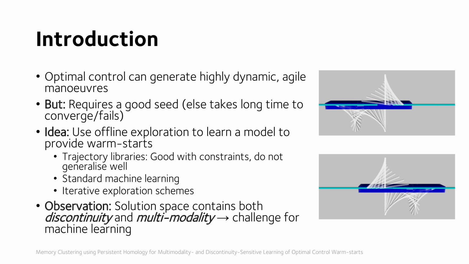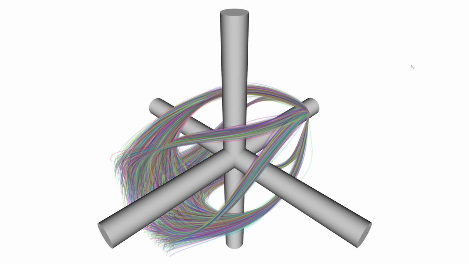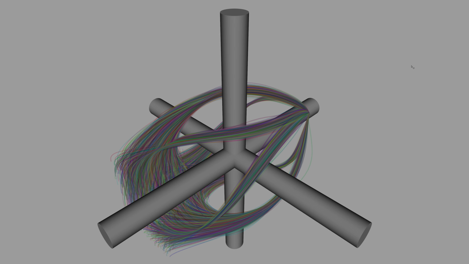However, directly applying machine learning to a dataset of offline gathered solutions often leads to poor generalization, as the underlying solutions can contain discontinuity and multimodality. A cart pole can swing up from the left or from the right. Similarly, in this humanoid manipulation example, the individual compartments of the shelf create discontinuities in the solution space. Likewise, the quadrotor in this example can fly around an obstacle following several different paths.